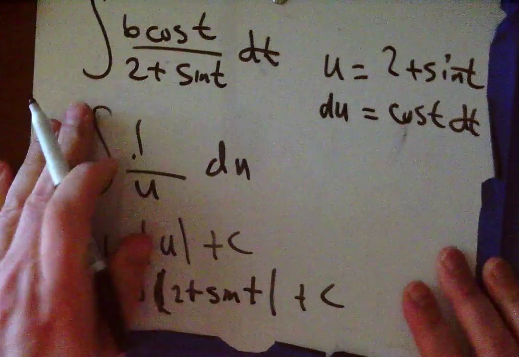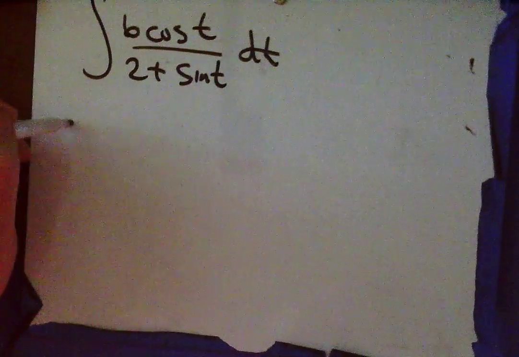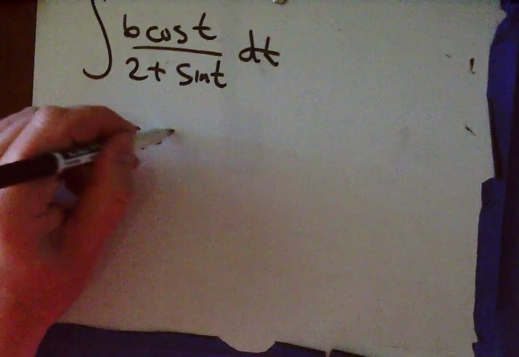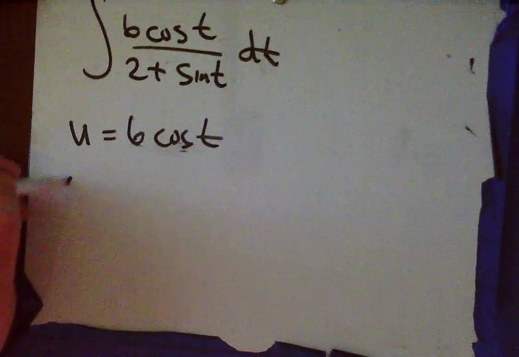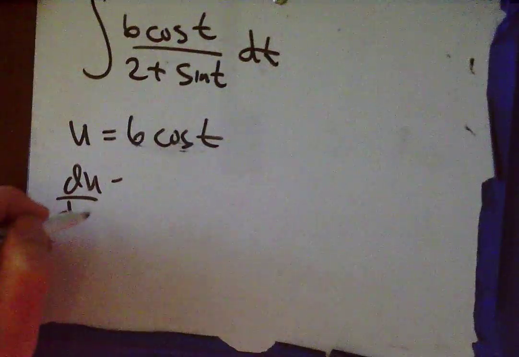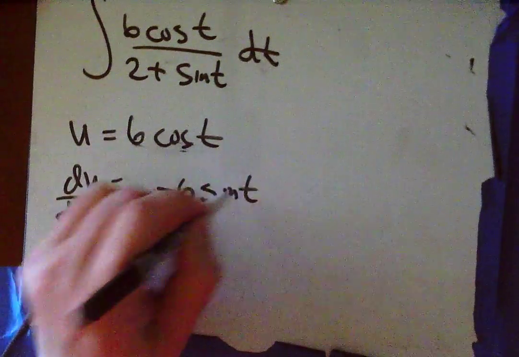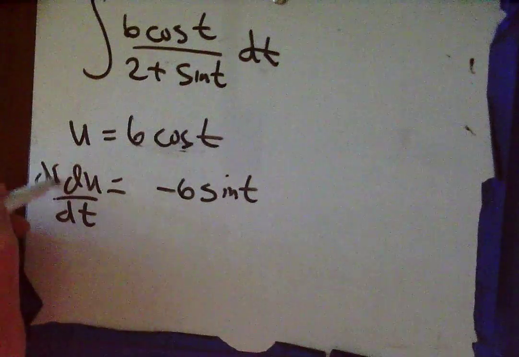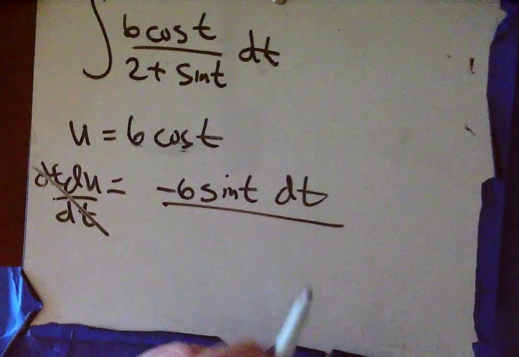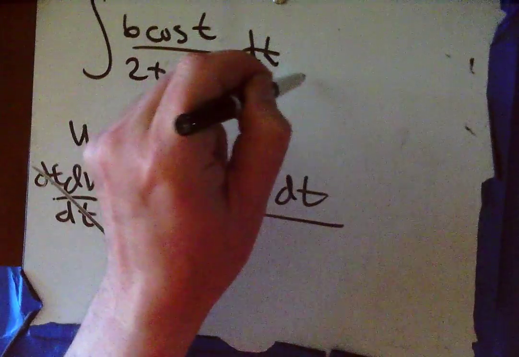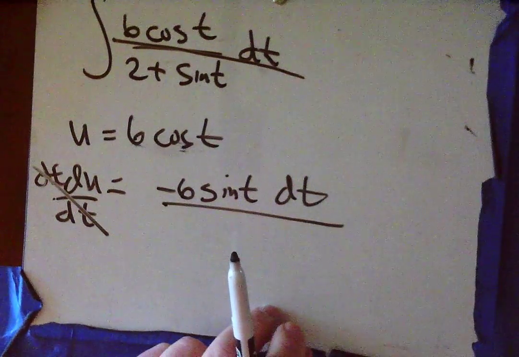Okay? But, Mr. Kukla, what if I chose the other one? All right, well, let's see what happens. U equals 6 cosine t. So du dt is going to be equal to negative 6 sine t. And if I multiply both sides by dt, what I notice is the dt and the sine t are on the same level. And up here in this original problem, dt is on the top and sine t is on the bottom. Wah.